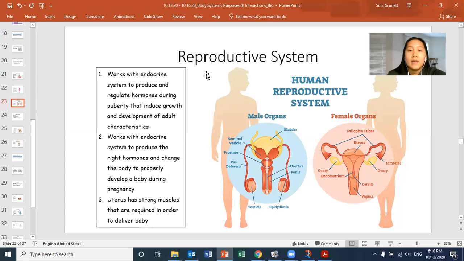Okay. And then the reproductive system interacts with the muscular system because the uterus, when giving birth, has to contract really, really strongly in order to push the baby out and into the world.